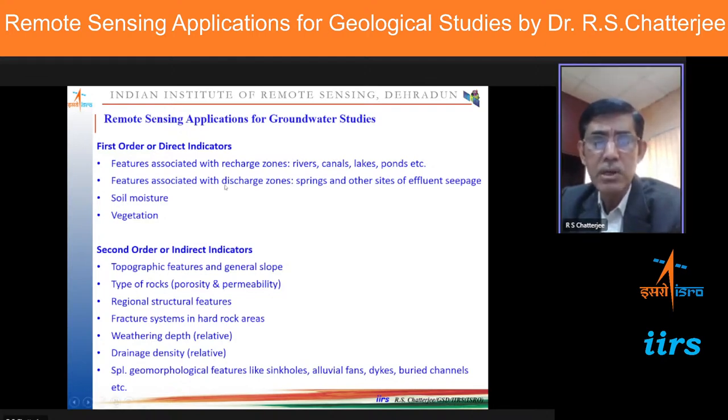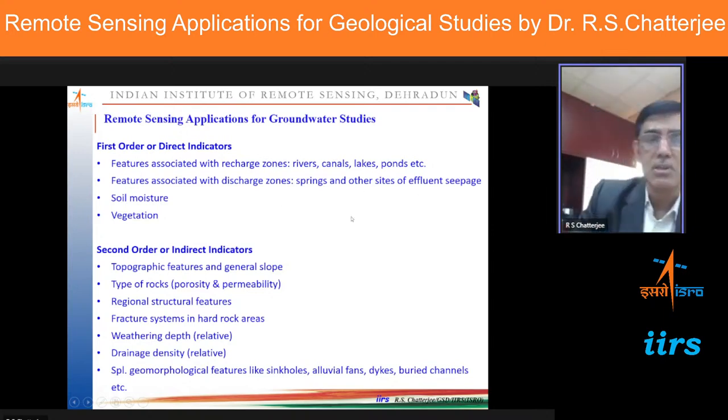Now, which are associated with the discharge zones, like if you are near a spring or other effluent seepage, then this water is coming from the aquifer. So these are the discharge zones. Then soil moisture is very, very important. Then the vegetation, because if soil moisture is high or vegetation is more, that means the aquifer or the groundwater table is shallow. So groundwater is available at a shallower depth.